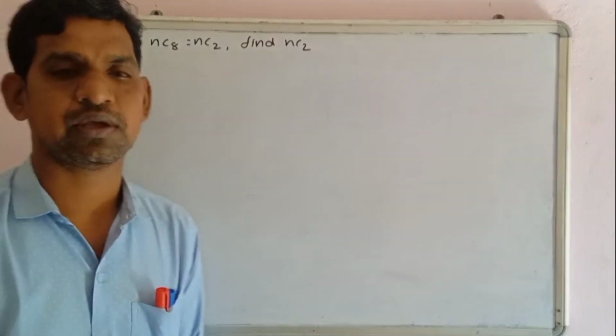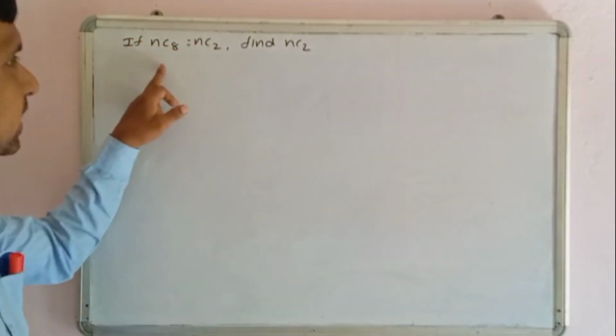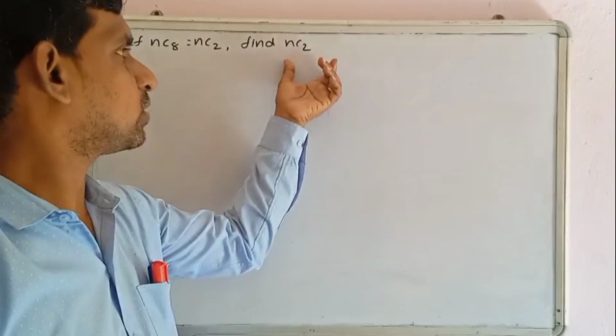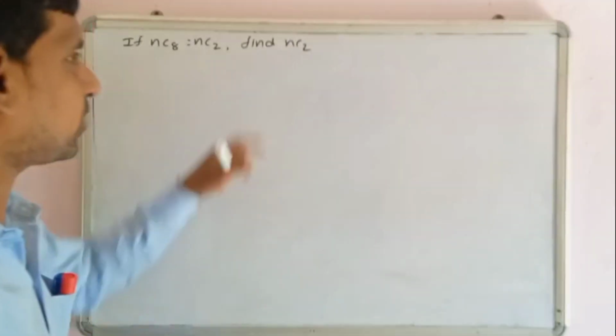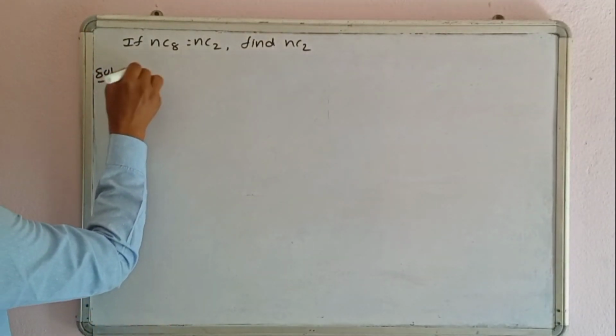If nC8 equals nC2, then find nC2. Okay, nC8 equals nC2, then what is the value of nC2? So we don't know the value of n here. So first find the value of n. Okay, see the solution.